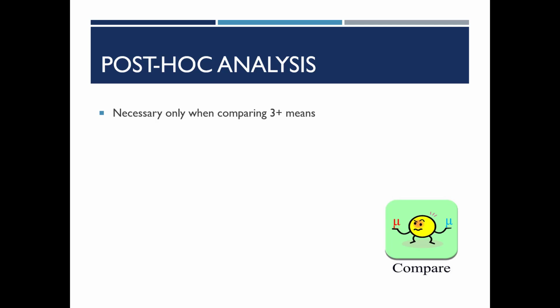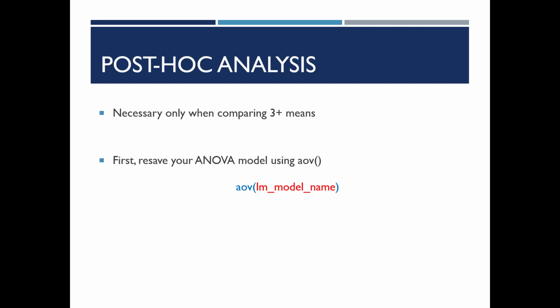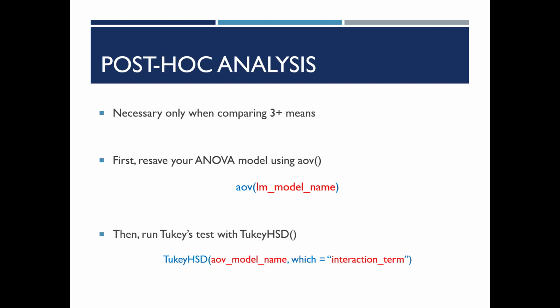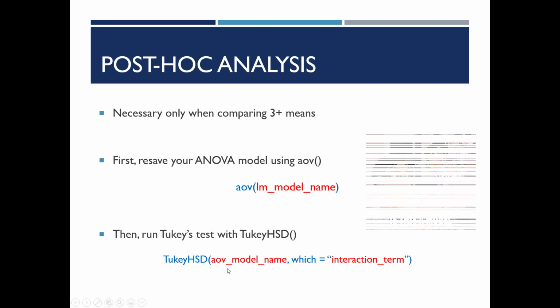And how to do that in RStudio is this. First of all, you want to save your ANOVA model using the aov function. The lm model object that you saved already should go in here within the aov function, and you want to save this entire model into another object. Then you can run Tukey's test again, but this time using the TukeyHSD function, naming the object in which your aov model is saved. So it's kind of like a model within a model.